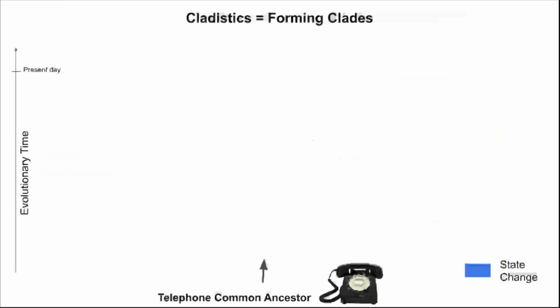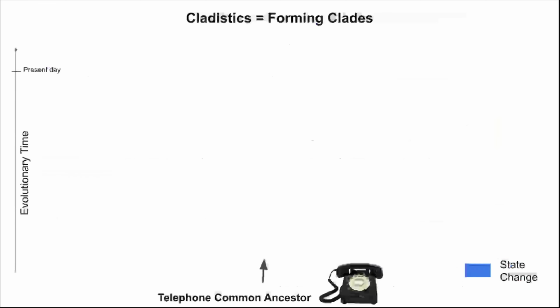So you can see I've set this up to be kind of like a timeline. On the very left, you have evolutionary time. On the bottom of the screen is the past, and as we go up, we go forward in evolutionary time until we get to the present day. We're going to look at this example organism. Well, in this case, it's not an organism, but it's a telephone. So we'll say this is the common ancestor telephone.